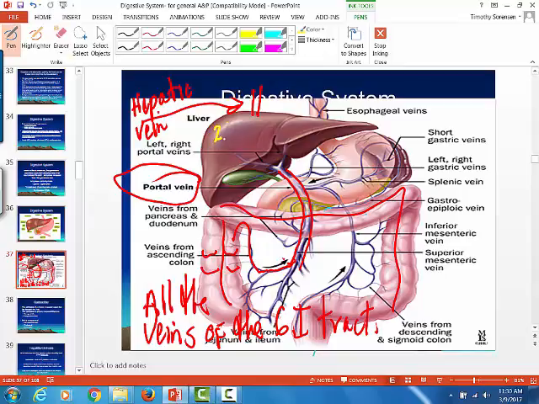Here's the other thing it does. Number two, it makes cholesterol. What are your cholesterols? You've got three different types of cholesterol. What are they? The good, the bad, and the ugly. You have HDL, LDL, and VLDL. Or H, happy, L, lousy, and VLDL, very lousy. The liver manufactures cholesterol.